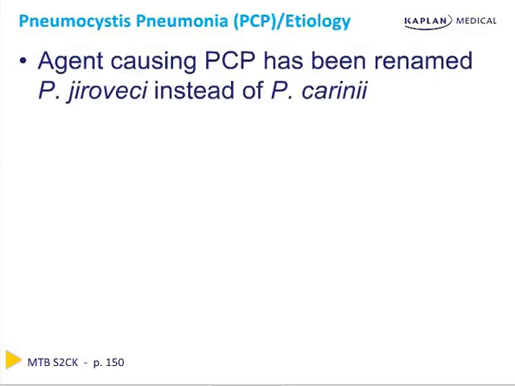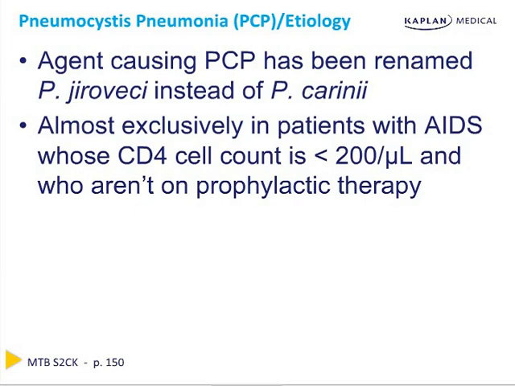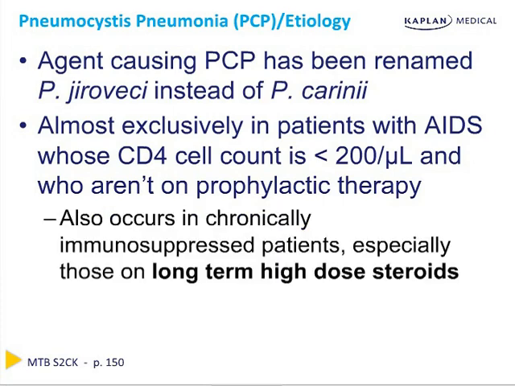Let us move on to PCP pneumonia. PCP got its name because it used to be called P. carinii. It has now been renamed P. jirovecii, but we still use PCP to talk about this disease. It's almost exclusively found in patients with AIDS whose CD4 count is less than 200 and who are not on prophylactic therapy. It also occurs in chronically immunosuppressed patients, especially those on long-term, high-dose steroids.